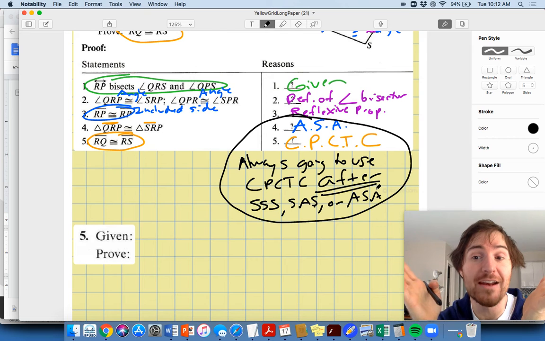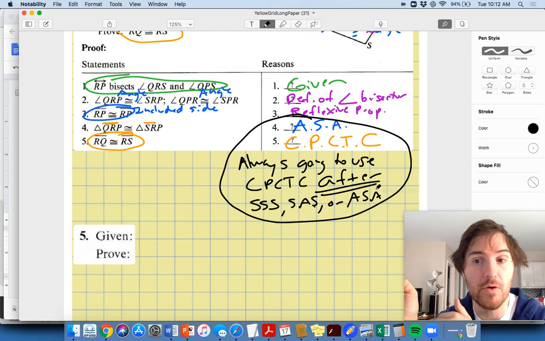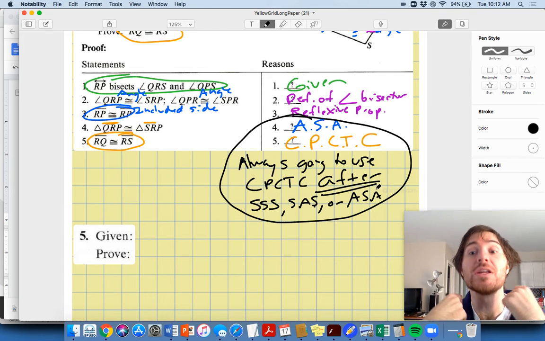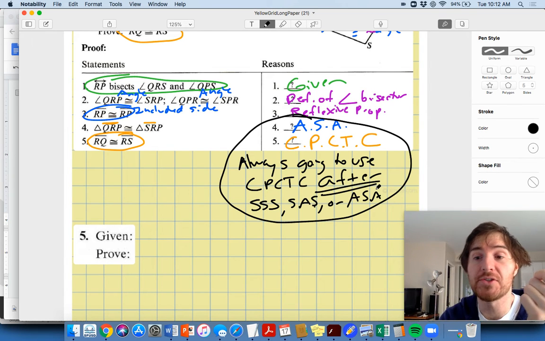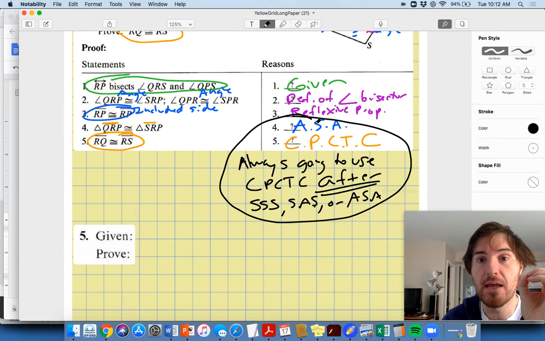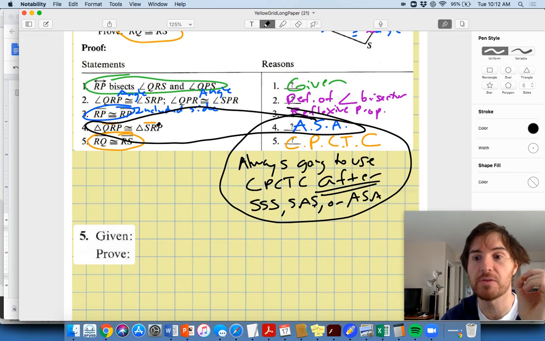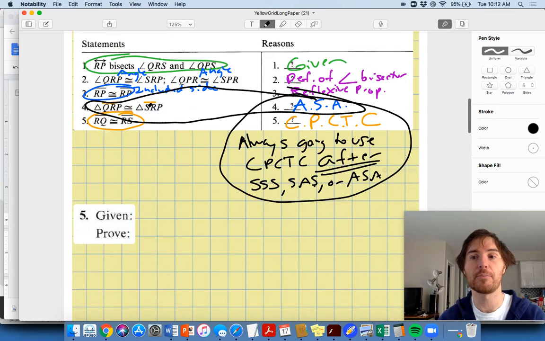If we made that an if-then statement, it would be: if you have congruent triangles, then corresponding parts are congruent, okay? So CPCTC doesn't get you congruent triangles. You need to already have congruent triangles. ASA, SSS, and SAS are the way you get triangles congruent. That's why these are mapped up. CPCTC is what you get for the parts, saying parts are congruent. It's the next step in proving things here.